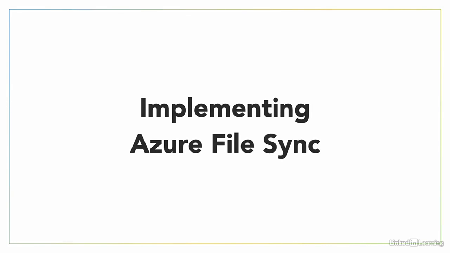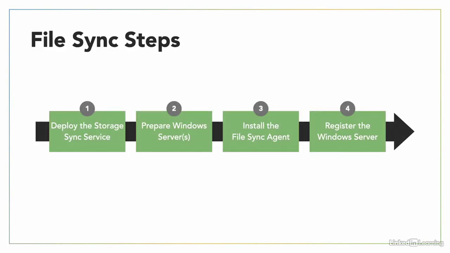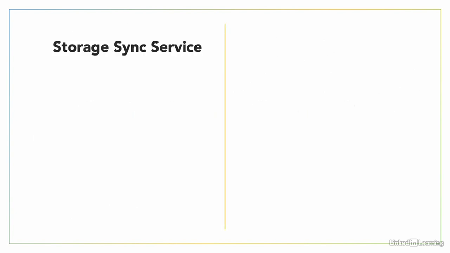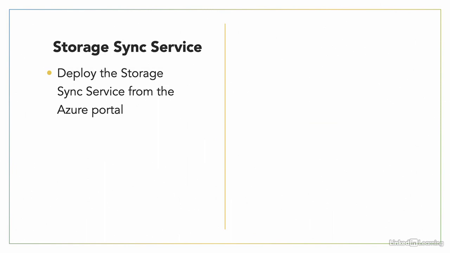Let's now look at how to implement Azure File Sync and set up file synchronization. There are several high-level steps for configuring Azure File Sync as shown in this diagram. First, you need to deploy the storage sync service. The storage sync service can be deployed from the Azure portal. You will need to provide name, subscription, resource group, and a location.